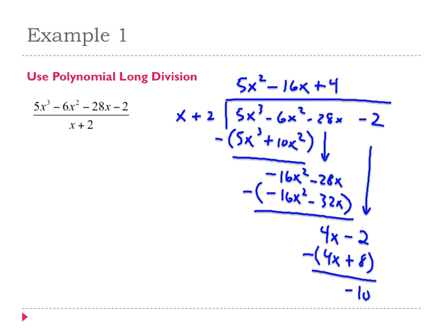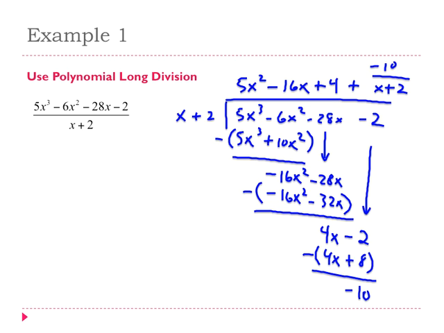And back in the good old days, we just drew a big capital R with the negative 10 next to it for remainder, but we don't do that anymore. We abandoned that a while ago. And so what we do now instead is we say plus, and we put this remainder negative 10 over the binomial x plus 2. And there you have it. That's polynomial long division. The answer would be 5x squared minus 16x plus 4 plus negative 10 over x plus 2.